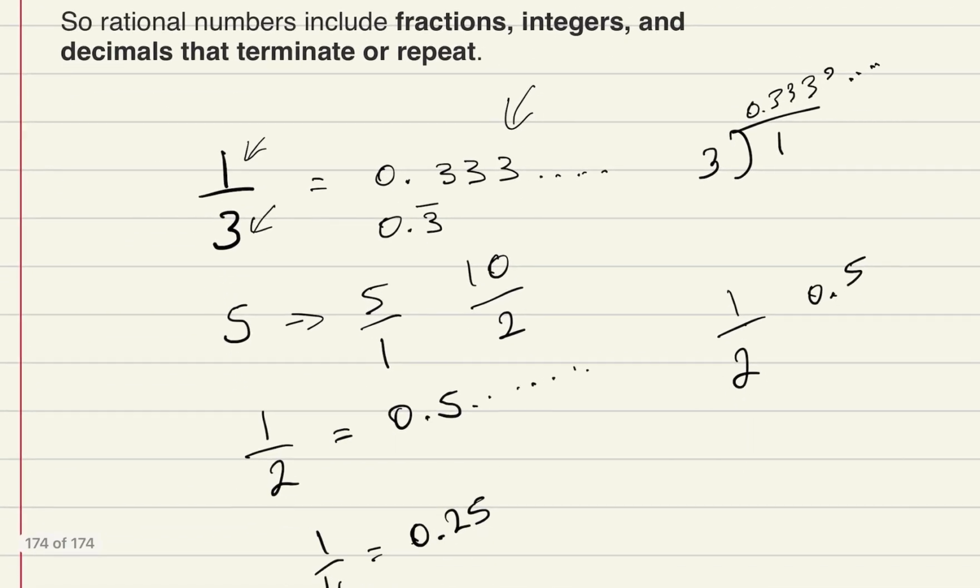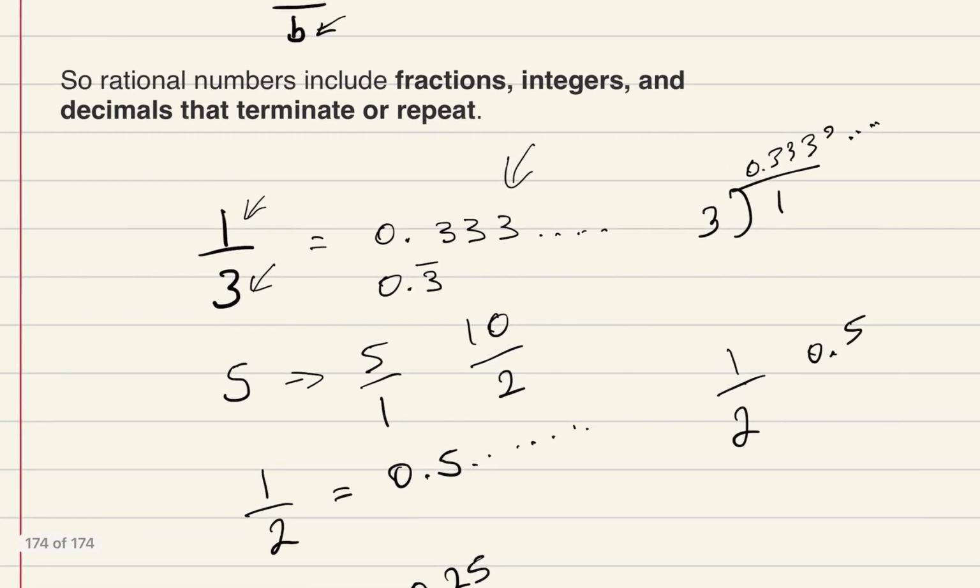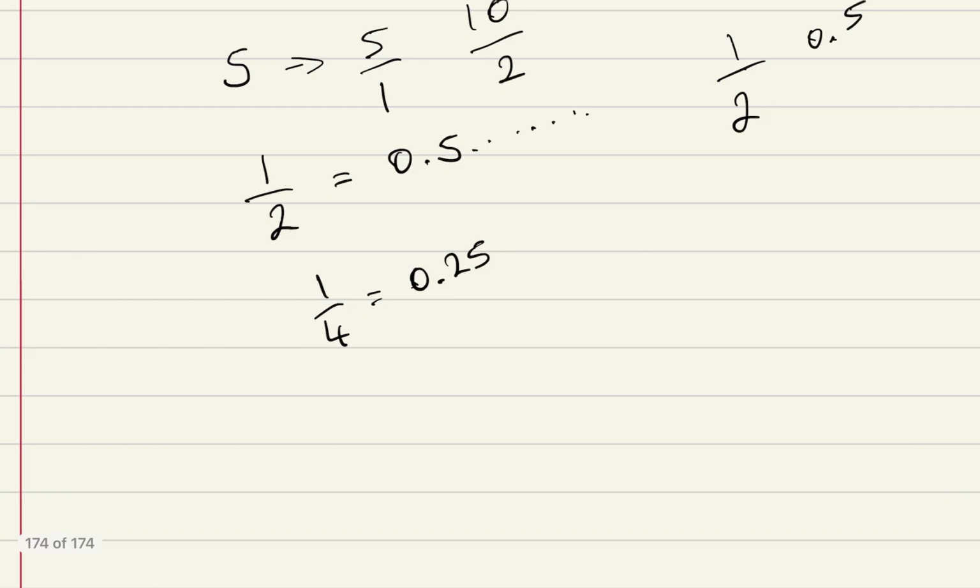Okay, let me give you maybe a few more examples. So for instance, 1 over 9. This would be 0.111 and it continues forever. And again, remember, we put a bar on top.